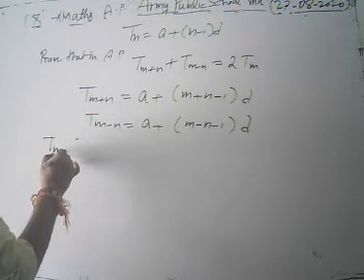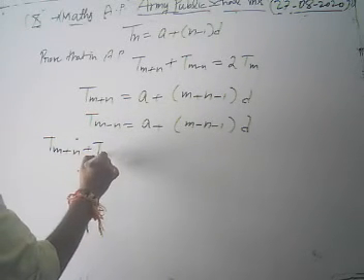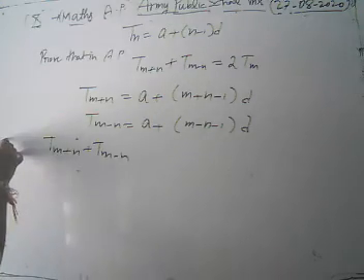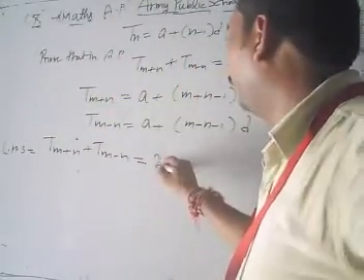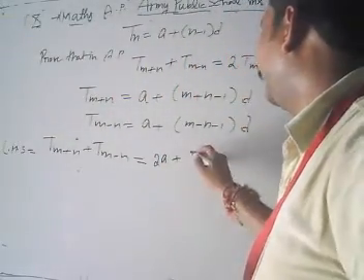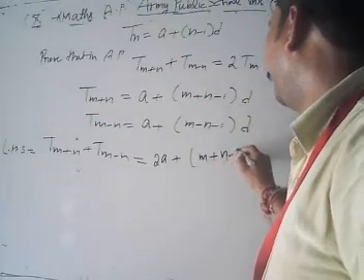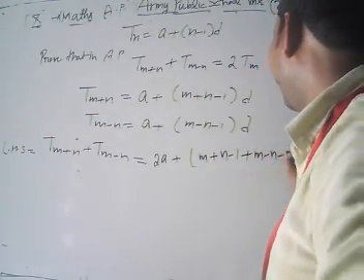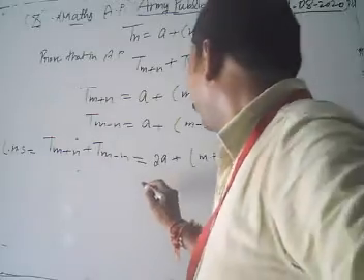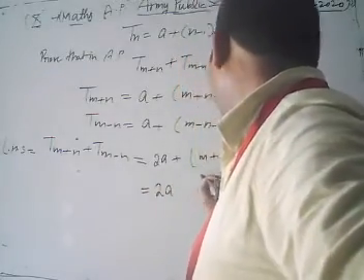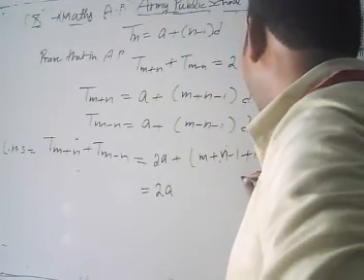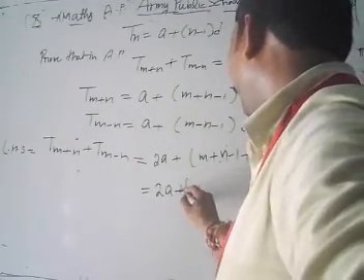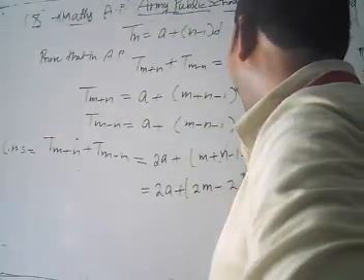Now we are going to take the sum of Tm plus n and Tm minus n, taking the left hand side. The sum is equal to a plus a, so we have 2a. Taking d common, we have m plus n minus 1 plus m minus n minus 1, into d. Now we have 2a, and here the n cancels out. Then in the bracket we have 2m minus 2, into d.